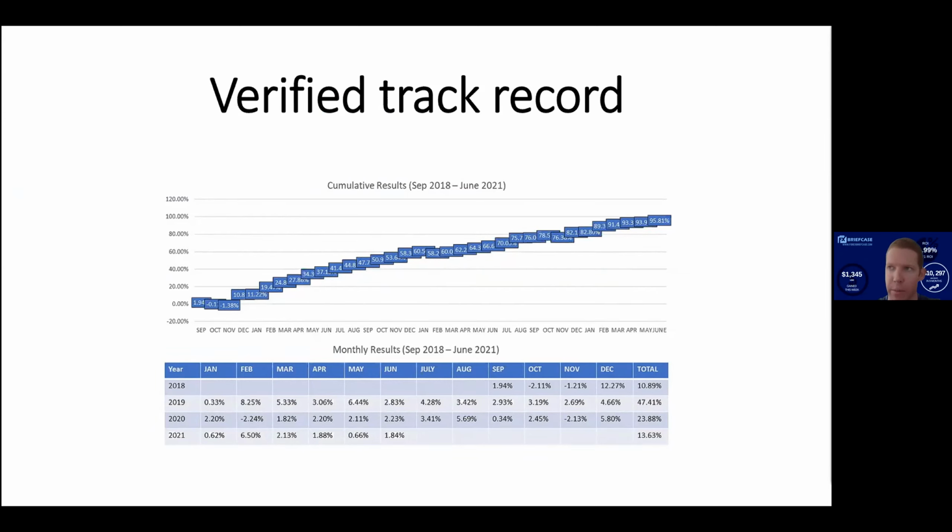Firstly, I'll be talking about the verified track record. Inception was September 2018, and as you can see, it's quite a smooth equity curve. This year especially has been particularly pleasing, with 6 months in a row of positive returns. When you put that into the context of how other asset classes have behaved, it's a nice way to let your money work for you, with the emphasis on capital protection as well. So you're not seeing big swings in your equity.